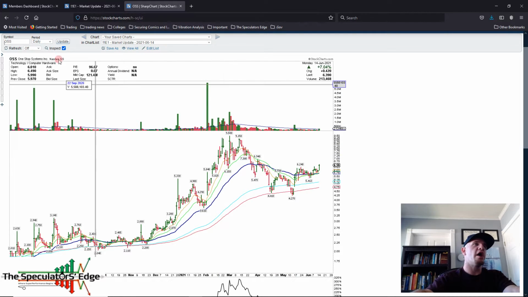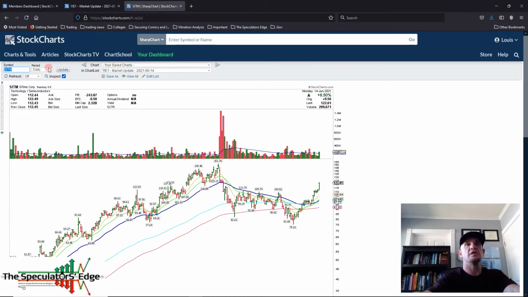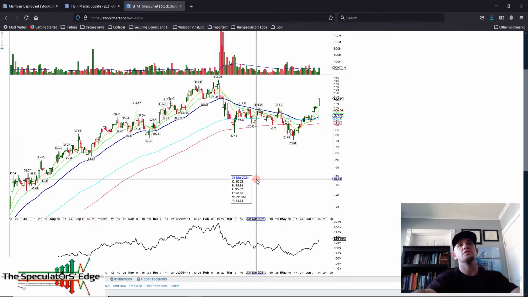I also bought SI-Time as well. I'm a little nervous about this stock, but it did close very nice. I bought it around $119. So we are getting through a lot of supply right here. The only thing is, we did have this gap down right here, this day right here. I don't like to see gaps like that, but it's pretty strong. Not only that, the fundamentals are insane.